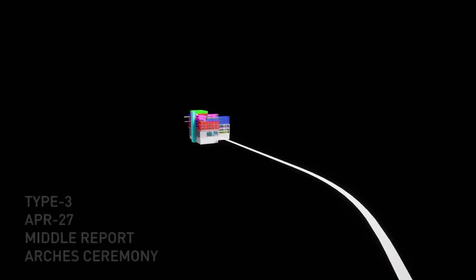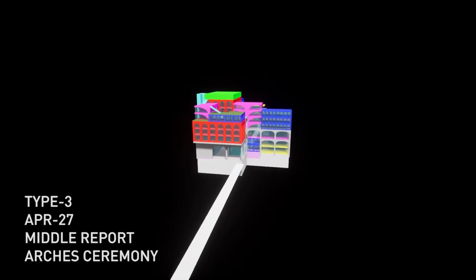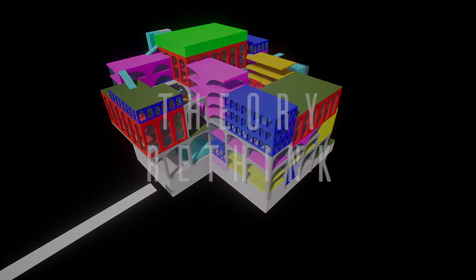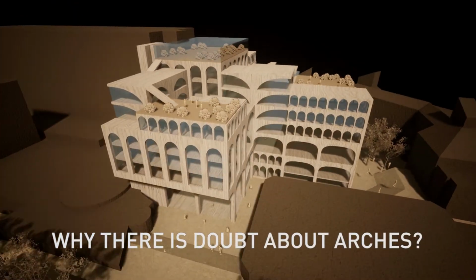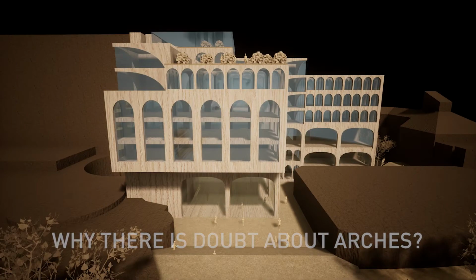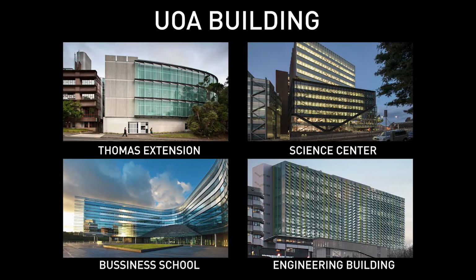In the midterm report, I was told there were too many arcs. That's weird, as I had never used too many glass curtains before. So I decided to find the answer and rethink why there is doubt about arcs. The arc has a long history, while newly built buildings of a university all used glass curtains with metal.